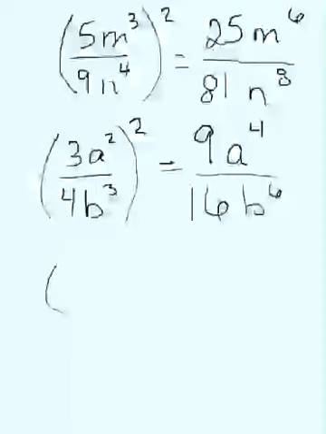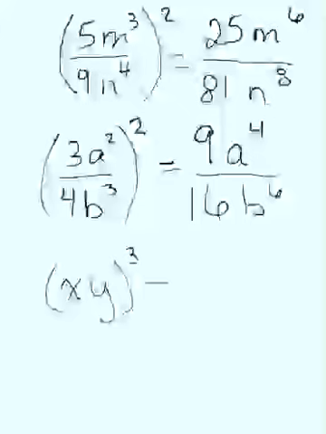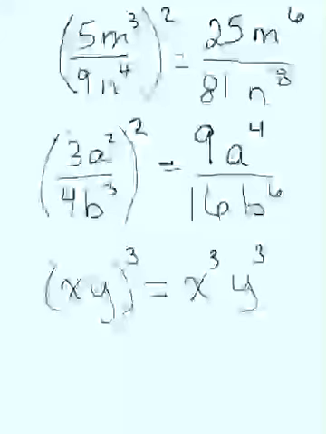Last one on that page is this. So practice B, xy in parentheses, cubed. You're going to get what? X to the third, y to the third. Make sense?